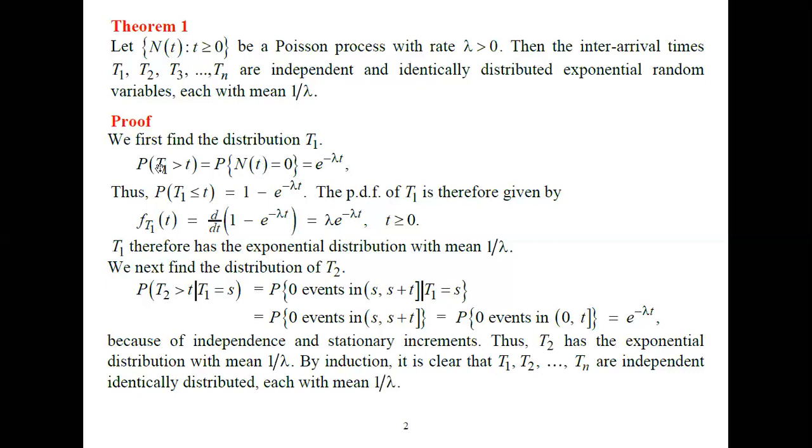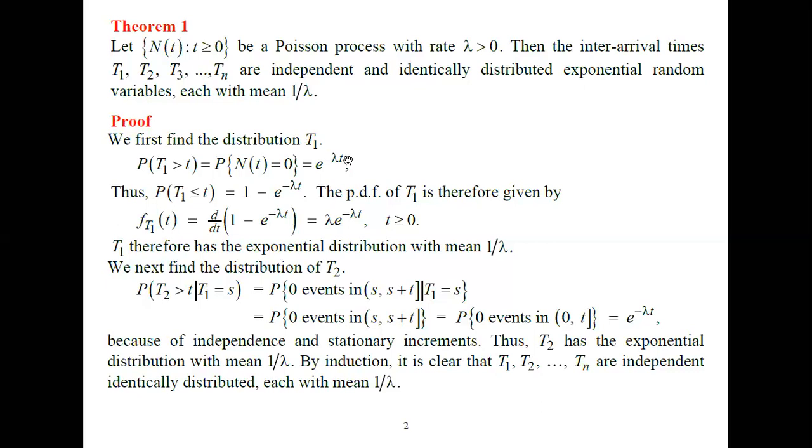So the probability that the first event occurs after small t hours is the same as the number of events occurring by time t being zero, because the first event occurs after t. N(t) means the number of events. Do you agree? And we know that N(t) follows the Poisson distribution with mean lambda t. So this will be lambda t raised to the power zero, e raised to the power minus lambda t, all over zero factorial. So this will be e raised to the power minus lambda t.